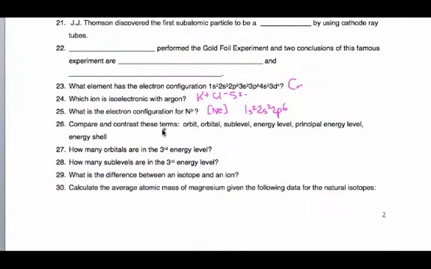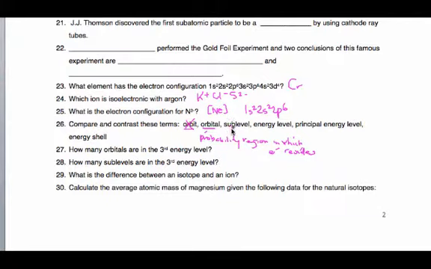Compare and contrast these terms. Orbit, this is like the planet around the sun. This is what Niels Bohr thought, that electrons went in circular orbits around the nucleus. That's outdated thinking. Orbital is our probability region. I've already stated that. Probability region in which an electron resides. We don't know exactly where the electrons are, so we talk in terms of probabilities.